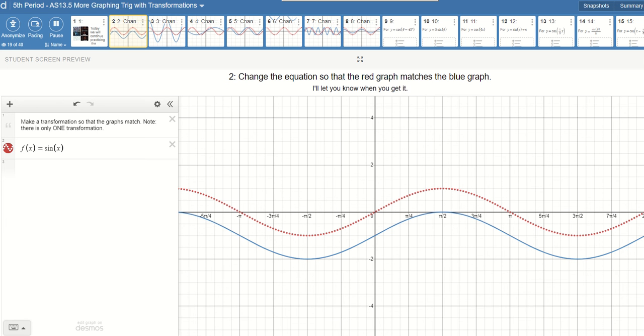Good morning. Let's look at our solutions for 13.5. We want to make the red graph match the blue graph here. What I'm seeing happen is the red graph moved down 1 unit.